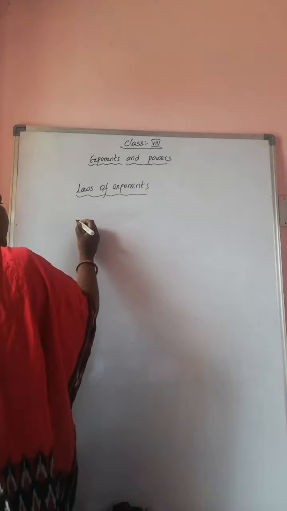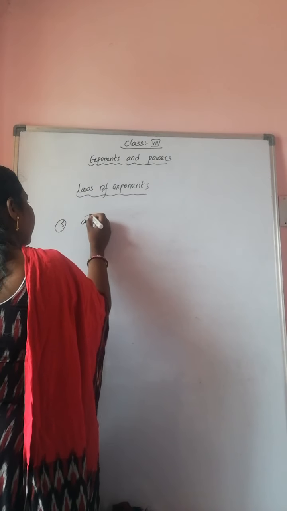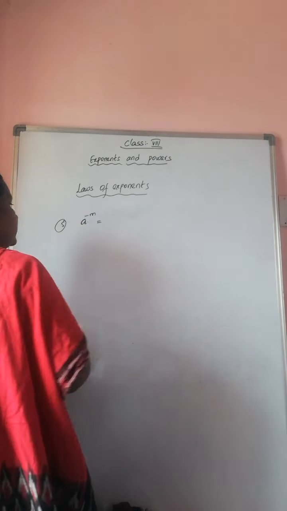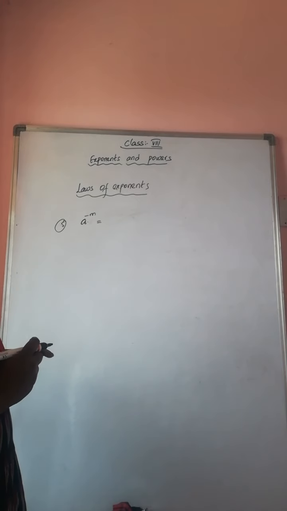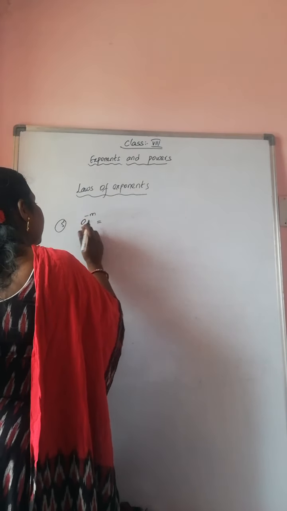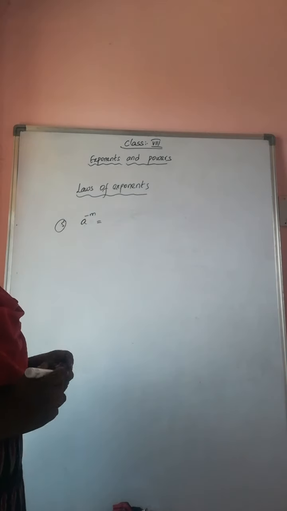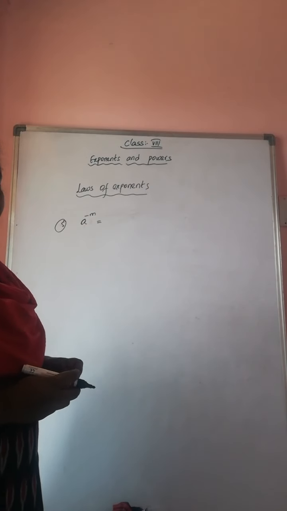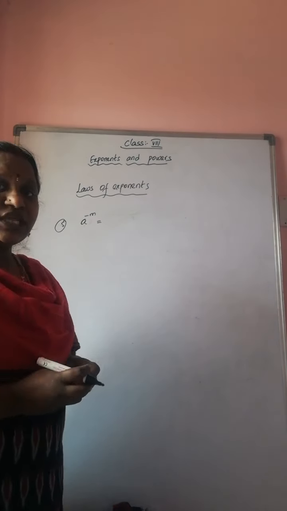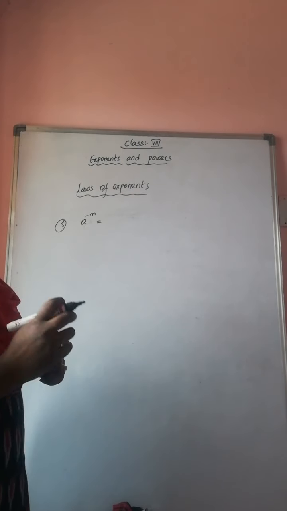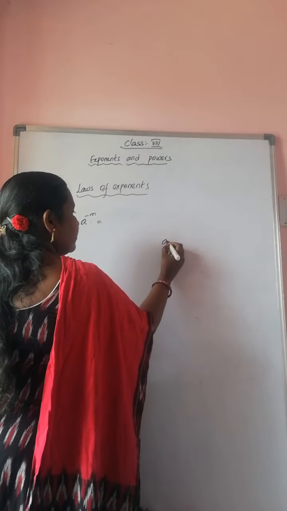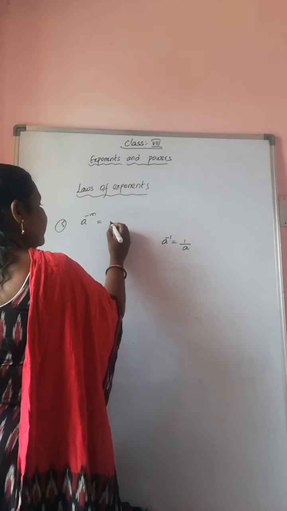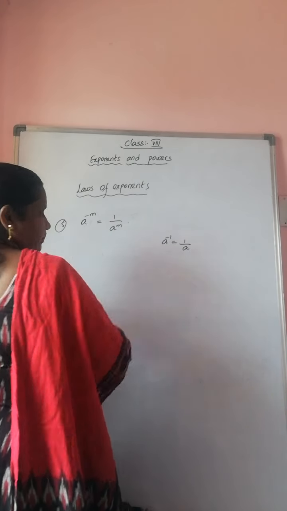And next, a to the power of minus m. You can observe that you have base a and power minus m. But the power should not be negative; the power should be positive. But here you have a negative power, so we have to make the power positive. How can we make the power positive? In the previous class we learned about the inverse. So a power minus 1 is nothing but 1 by a. In the same way, a power minus m I can write as 1 by a power m.